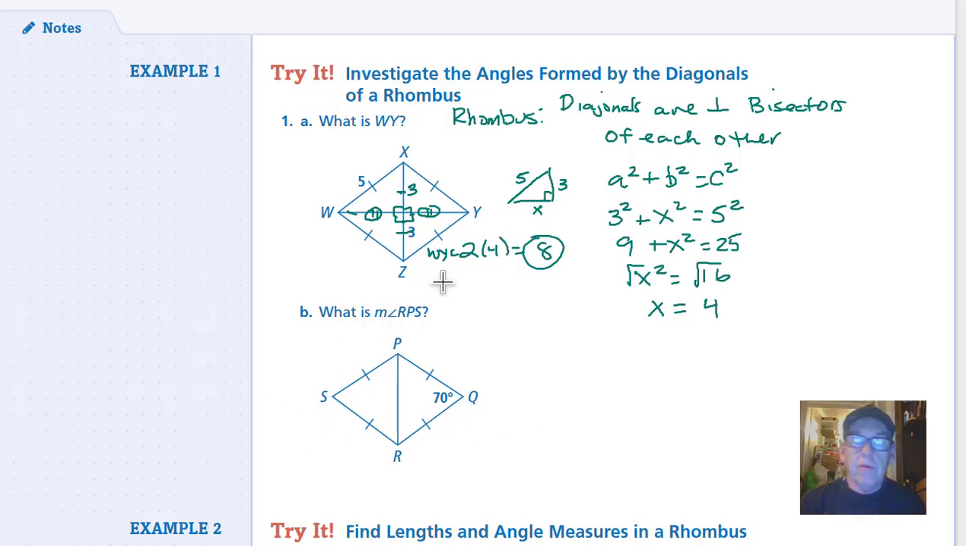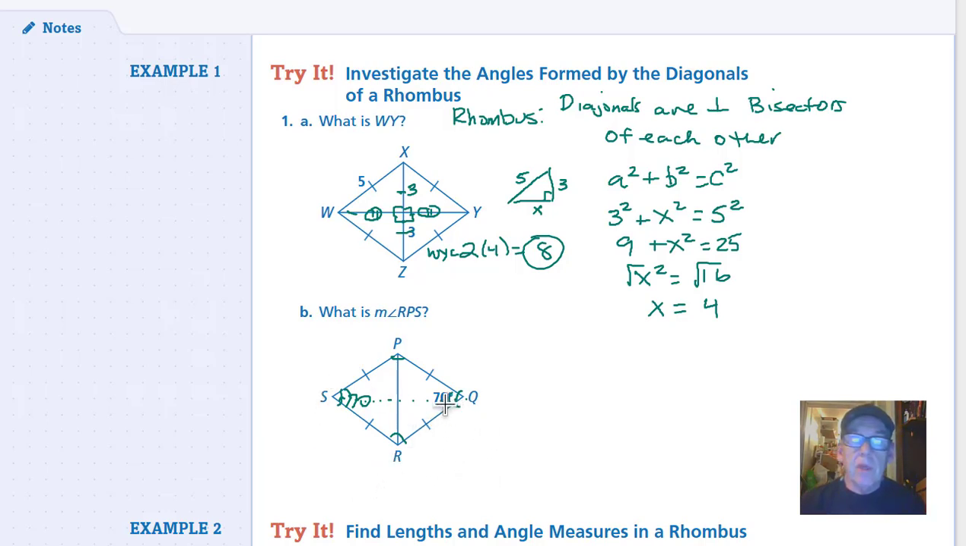Okay, now for part B. In a rhombus, we were talking about the diagonals for part A, but in a rhombus, because it's a parallelogram, these opposite angles are congruent to each other, and also the diagonals bisect those opposite vertex angles. So this 70-degree angle is going to be a 70-degree angle over here because those angles are equal to each other. This angle up here is going to be bisected by the PR diagonal, and this angle at R is also going to be bisected, and in addition, P and R are going to be congruent to each other.